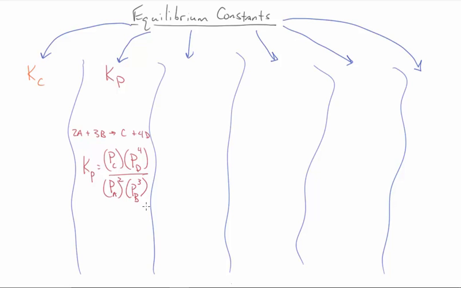For Kc, I can have either or, I can have a mix of things, but it all has to be concentrations, because I can even have a concentration of a gas, right? Because I've got moles divided by liters to give me my concentration. All right, the next one that we'll take a look at is actually called Ksp.